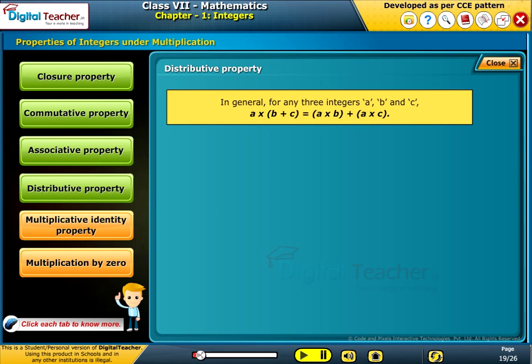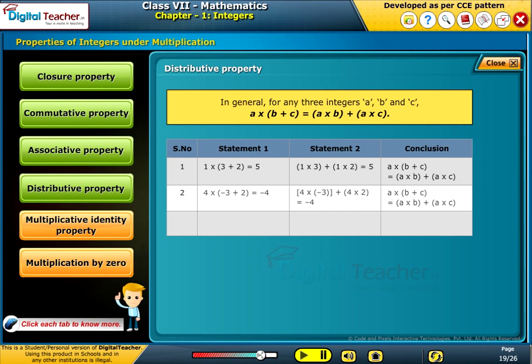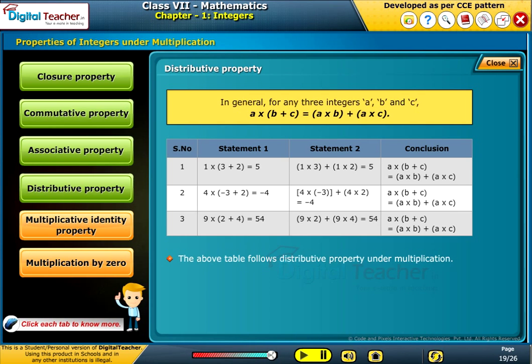Distributive property defines for any three integers a, b, and c, a into b plus c is equal to a into b plus a into c. In first statement, 1 into 3 plus 2 is equal to 5, and in second statement, 1 into 3 plus 1 into 2 is equal to 5, and it concludes that a into b plus c is equal to a into b plus a into c. Same for second and third statements as shown in the table. Therefore, the above table follows distributive property under multiplication.